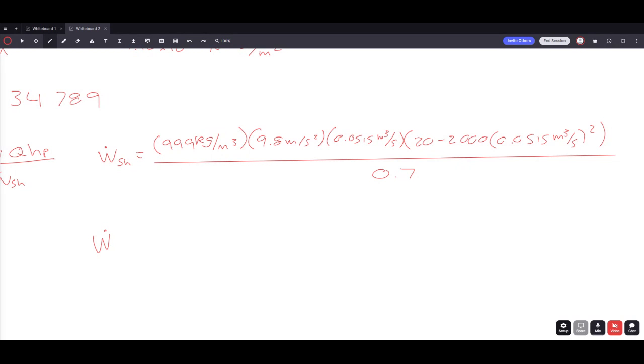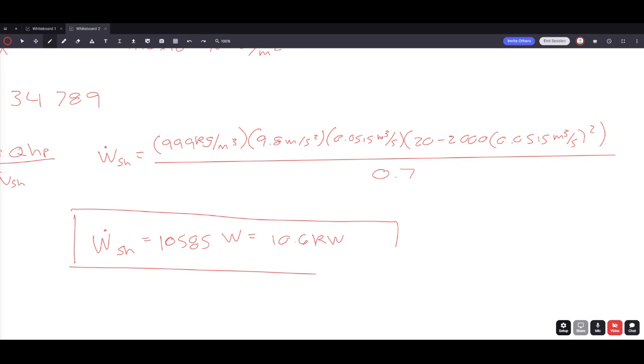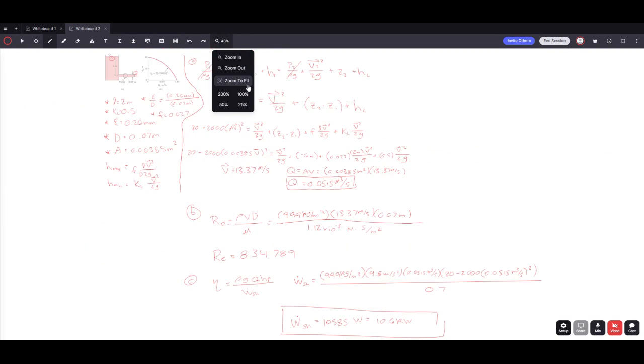So the necessary power that must be supplied to the pump equals 10,585 watts, or 10.6 kilowatts. And that's it. Seemed to fit. Something that worked.